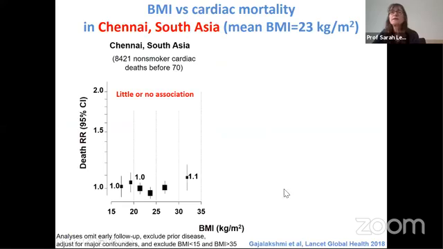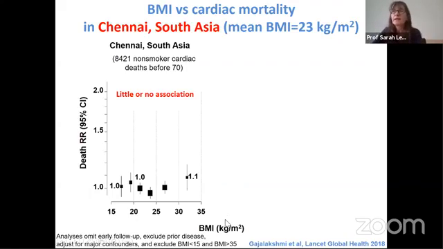Well, we saw an amazingly different association there, with really little or no association throughout this range. And don't forget, we've excluded people with prior disease. We've excluded the smokers. So this is among 8,000 non-smoker cardiac deaths. In this population with a mean BMI of just 23 units, we saw little or no association with BMI. And to say that this surprised us would be an understatement.